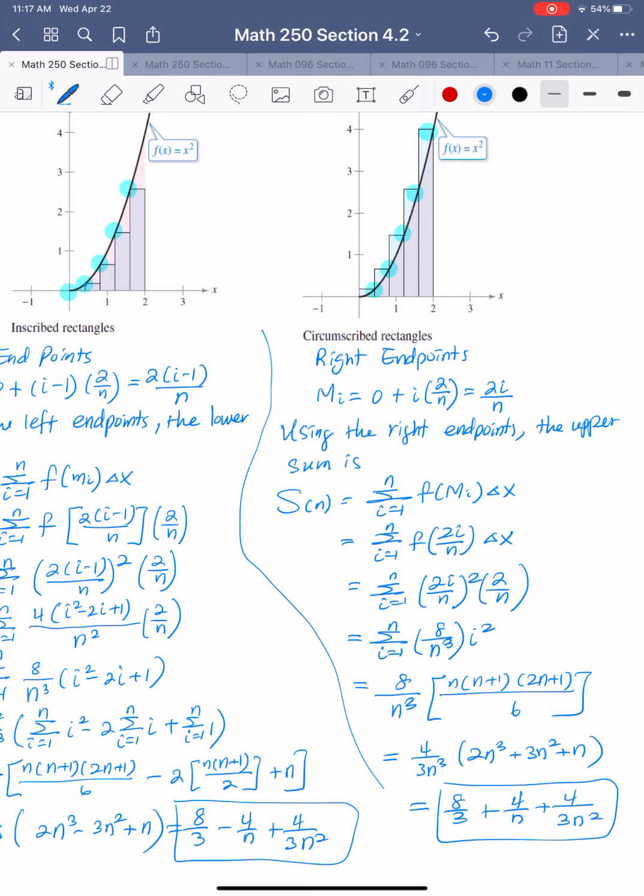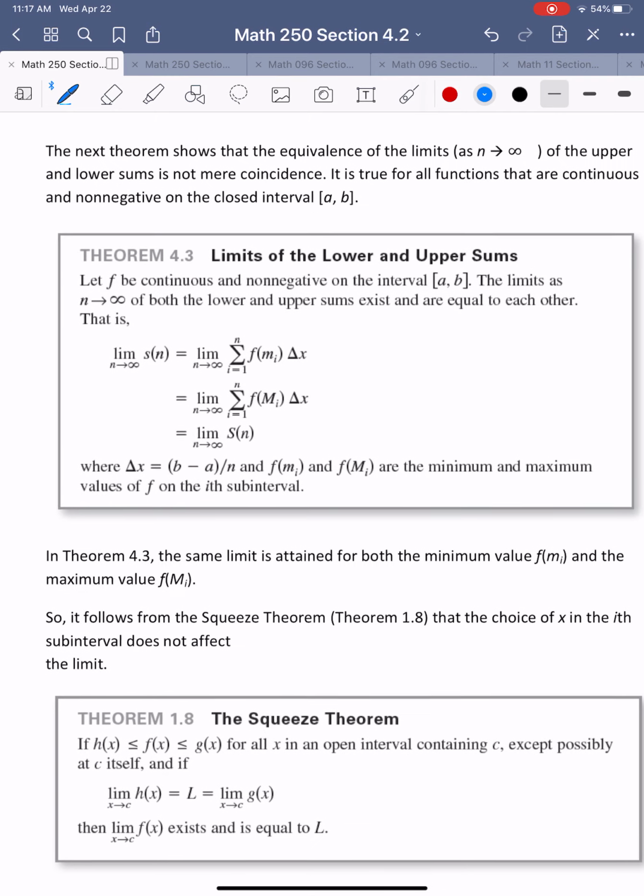Alright, so I divide this too. Alrighty, so we'll get a little different form. Okay, and then next one.